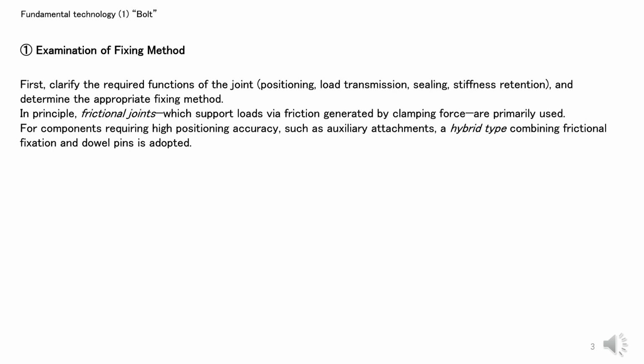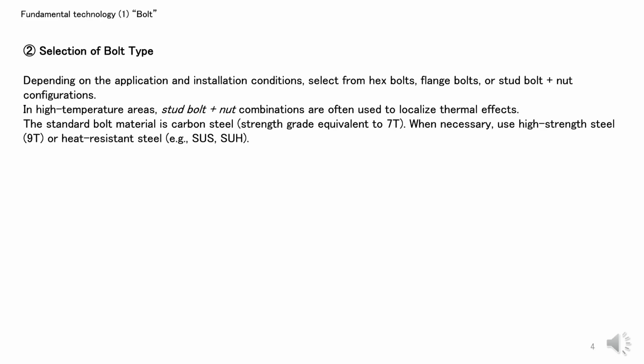Examination of fixing method. First, clarify the required functions of the joint: positioning, load transmission, sealing, stiffness retention, and determine the appropriate fixing method. In principle, frictional joints which support loads via friction generated by clamping force are primarily used. For components requiring high positioning accuracy, such as auxiliary attachments, a hybrid type combining frictional fixation and dowel pins is adopted.